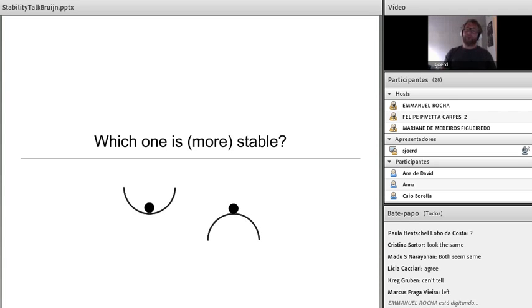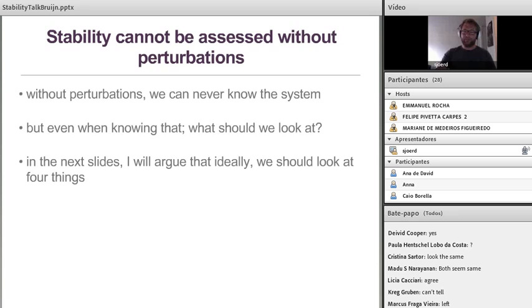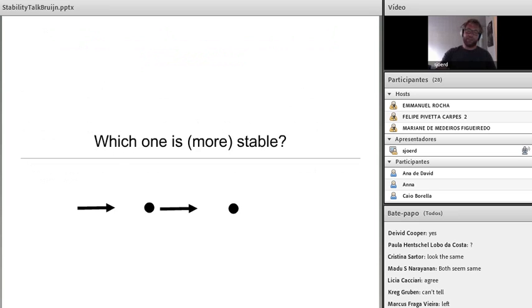So what would be an option to do if we cannot observe in what landscape these balls are, is of course to give them a perturbation. And then the one on the left would go back.